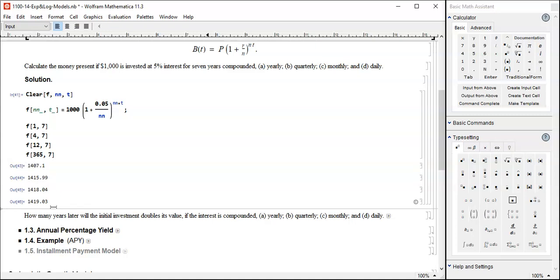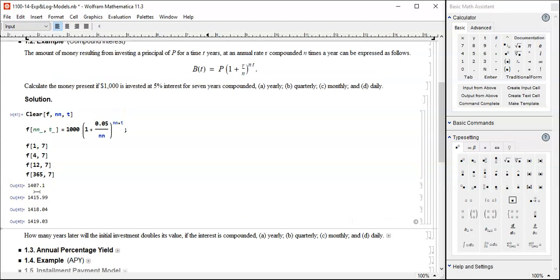Of course, with same annual interest rate, daily compounding gives you the best value, and just once a year doesn't give you too much. And the difference between one and the other is not that much actually, less than $20.